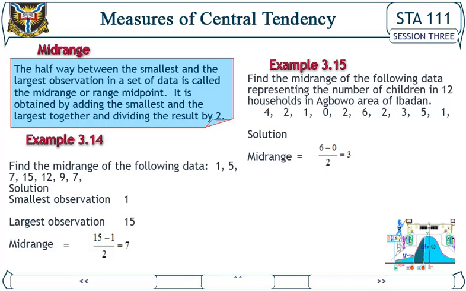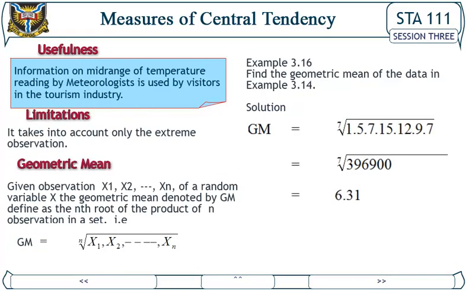Solution. Smallest observation 1, largest observation 15. Mid-range is equal to (15 minus 1) over 2, which is equal to 7. Example 3.15. Find the mid-range of the following data representing the number of children in 12 households in Agbowo area of Ibadan. Solution. Mid-range is equal to (6 minus 0) over 2, which is equal to 3.